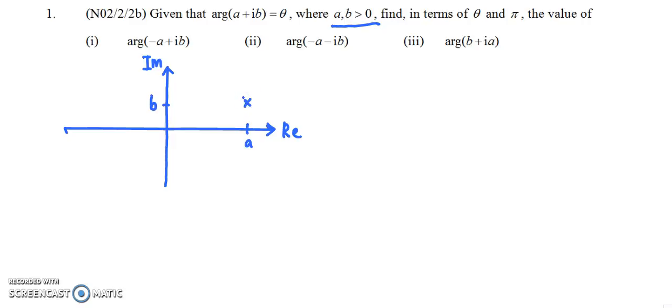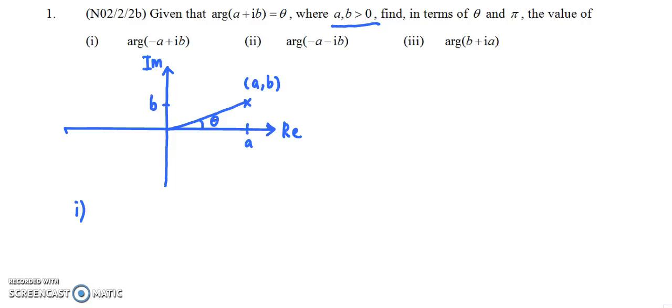So, we plot this point, and this point has coordinates (a, b), so that is our complex number a plus ib. And the question tells us that the argument of it is theta. So let's construct a straight line connecting to our origin, and the angle over here is theta. So let's take a look at our part 1.